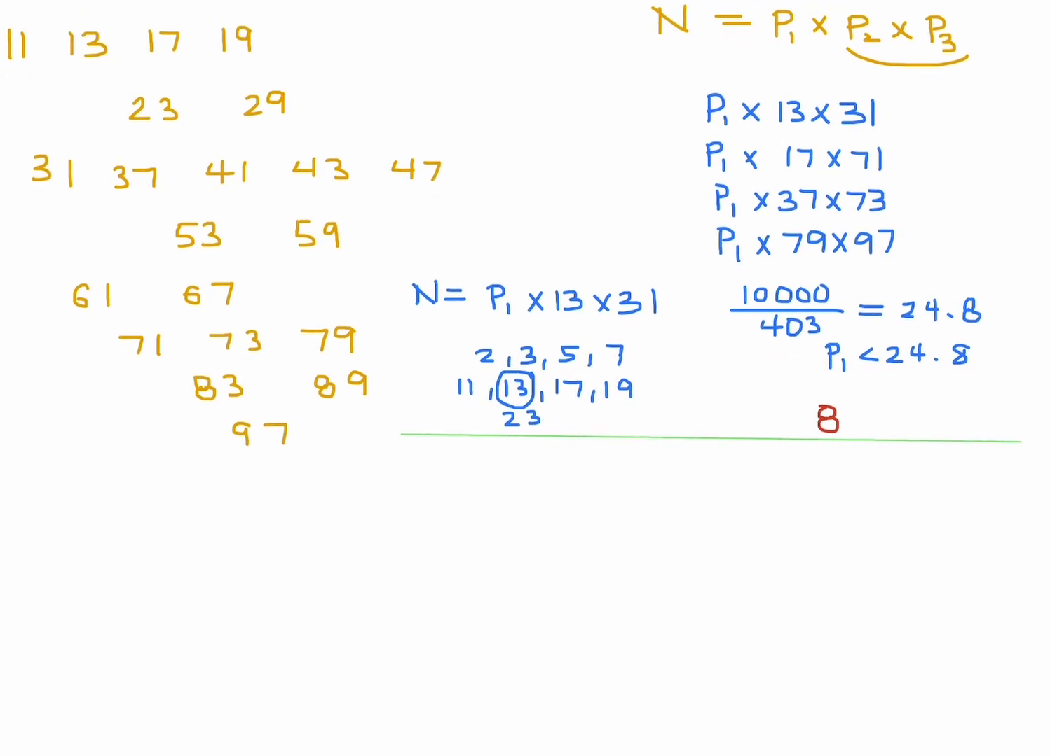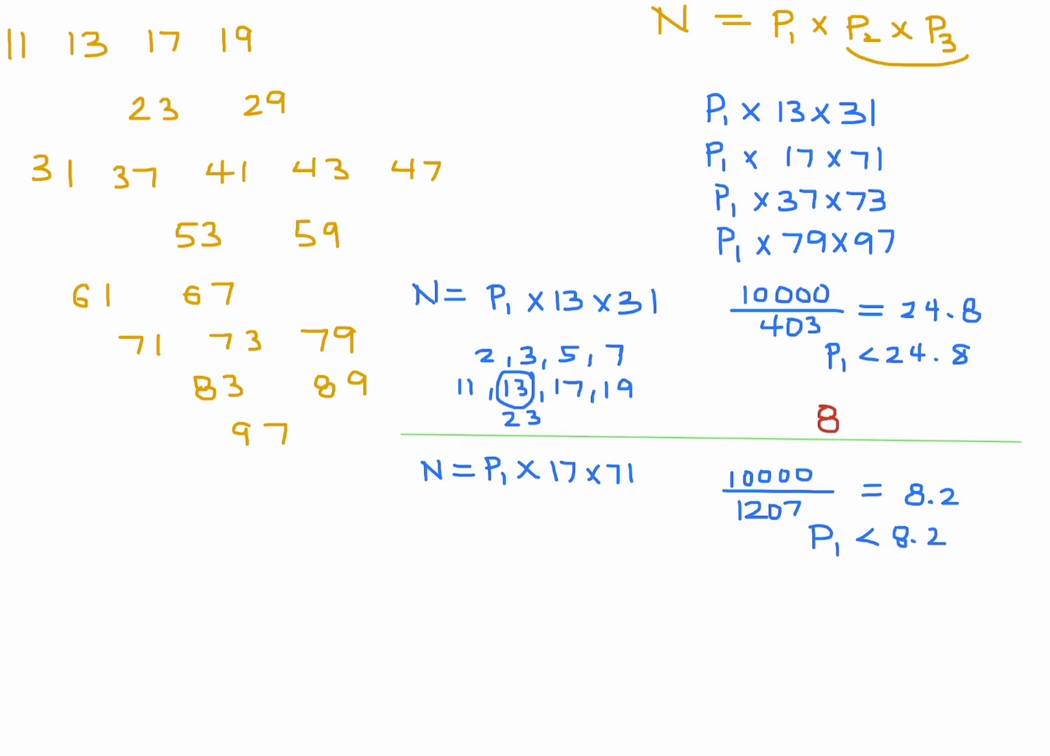So now we move forward to the next guy, which is P1 times 17 times 71. Again, n is equal to P1 times 17 times 71. And the number n has to be less than 10,000. So we have to divide 10,000 by the product 17 times 71 to figure out an approximate value for P1. That is 1207, so that's approximately 8.2. So P1 has to be less than 8.2.